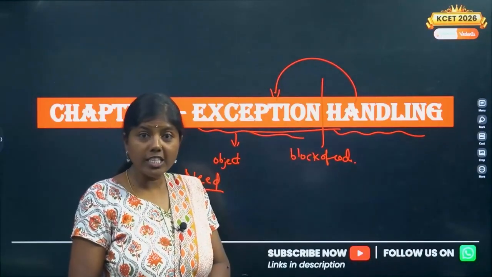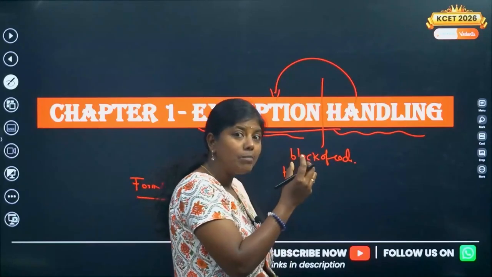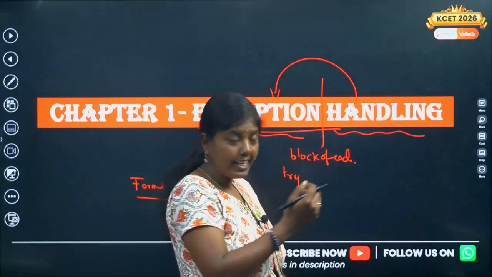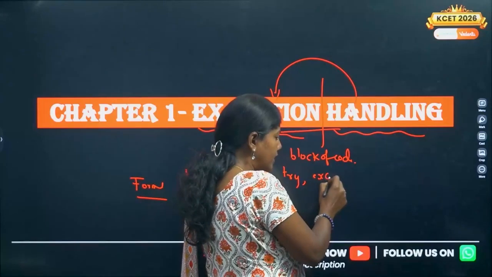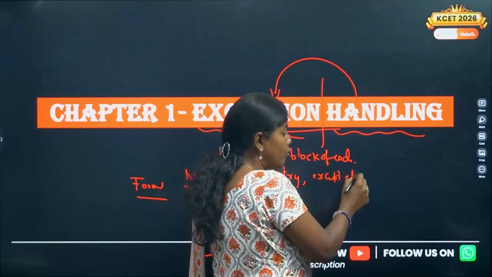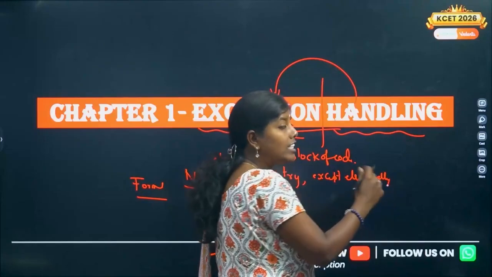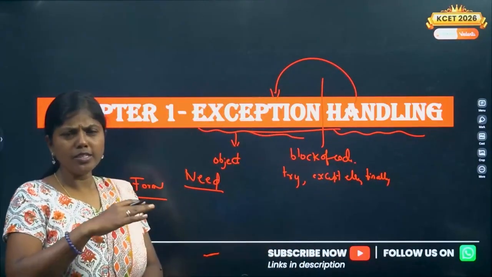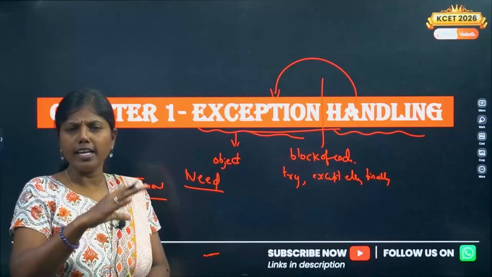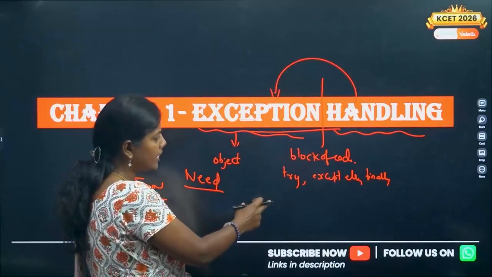What are the different keywords that are used? There are certain keywords that tell you about the exception handling. That is try. Then we have the except block. Then we have an else block. And also we have the finally block. These are the keywords used for handling the exception. So I think you have a clear idea of exception handling. Clear? Now we'll go to the next slide.